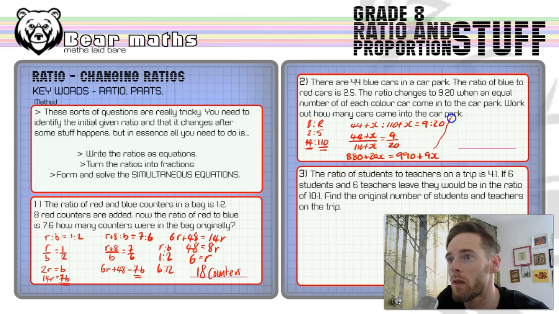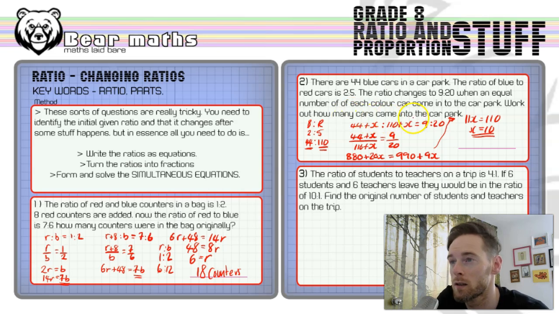So I'm going to carry on with my working. I'm going to take away the 880 from this side and from here, 880 from here. So 110 is what it equals. I'm going to take away 9x from this side. That's going to give me 11x is equal to 110. That leaves me with x is equal to, if I divide both sides by 11, x is equal to 10. So I know that there were 10 of each colour car that came into the car park.